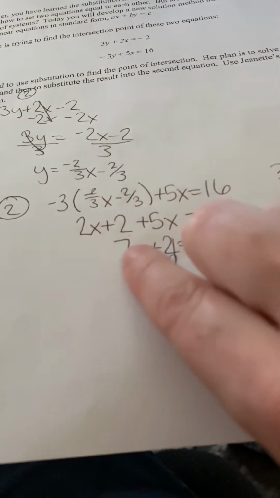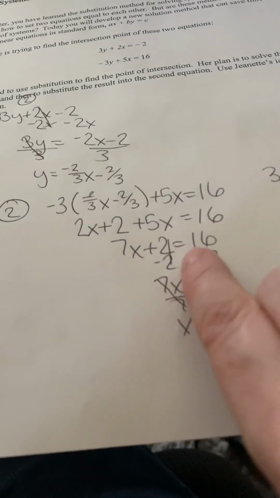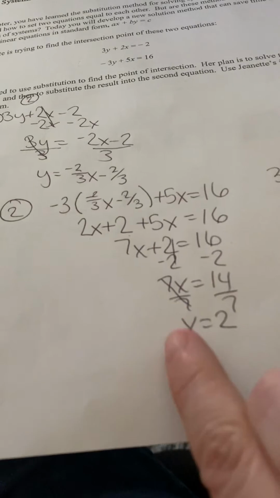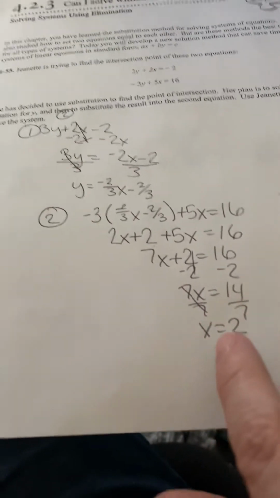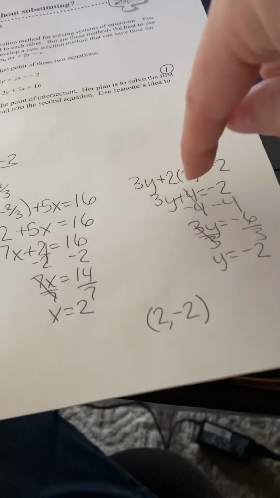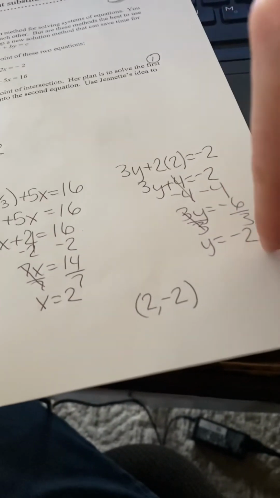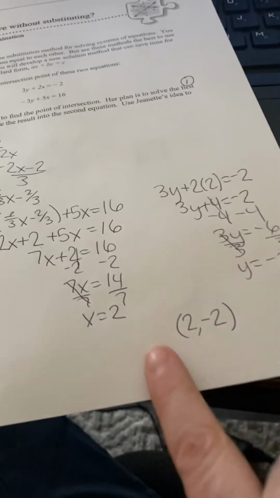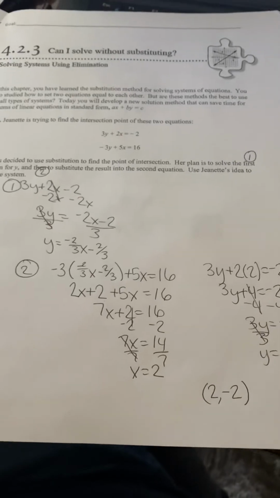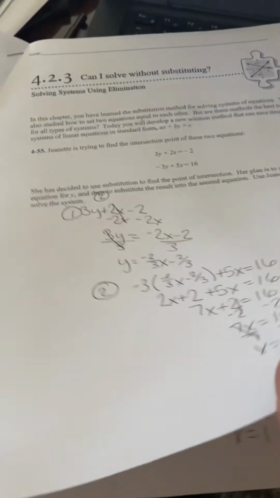Combine like terms. 2x plus 5x is 7x. Plus 2 is 16. Subtract 2 from both sides. Then you can divide both sides by 7 and you get x equals 2. Now that you know that, you can plug 2 in for x and solve, and you get y equals negative 2. And so the solution is (2, negative 2). And that was a whole lot to do for one problem. And so elimination is going to show us a shortcut.